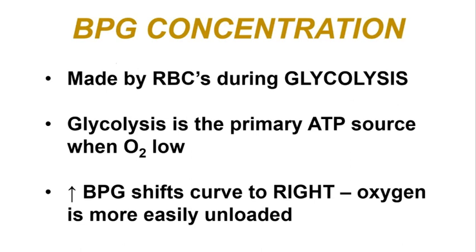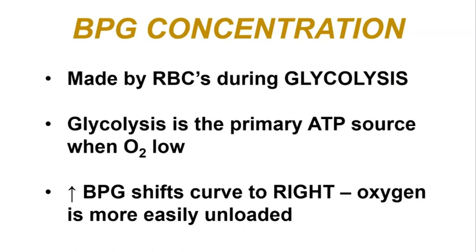BPG, which stands for bisphosphoglycerate, is a substance that is made by red blood cells during glycolysis. And we see that glycolysis is the primary source of ATP energy when oxygen concentrations in that particular cell are low. So increases in BPG shift the curve to the right, which means that oxygen is more easily unloaded.